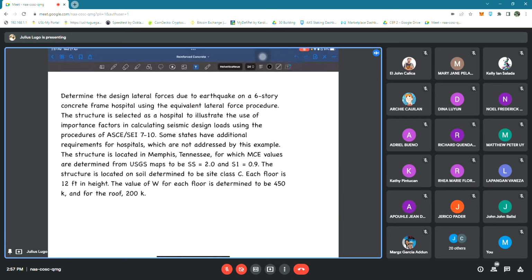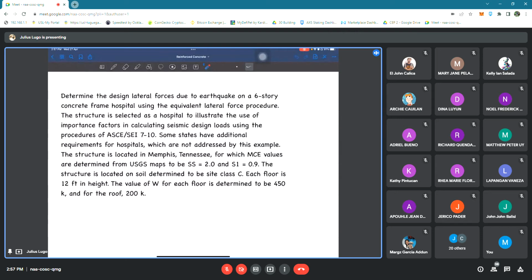So determine the design level of forces due to earthquake on a six-story, repeat, six-story concrete frame hospital using the equivalent lateral force procedure. So the structure is selected as a hospital to illustrate the use of importance factors in calculating seismic design loads using the procedures of ASCE/SEI 7-10.